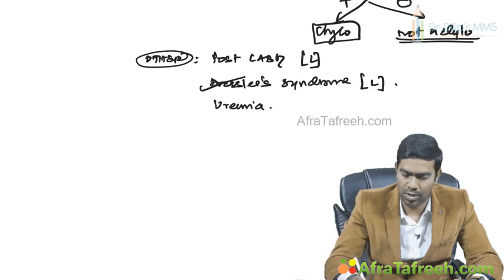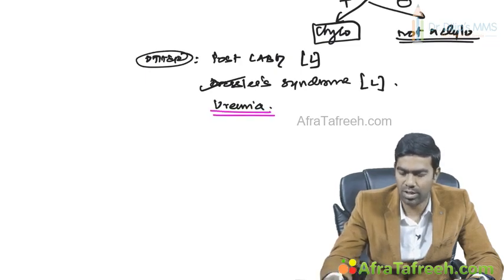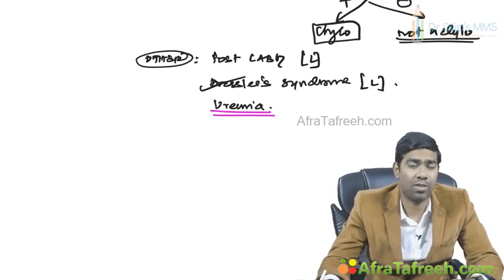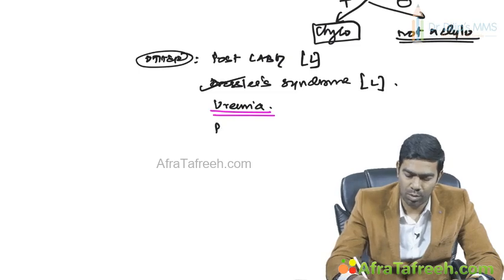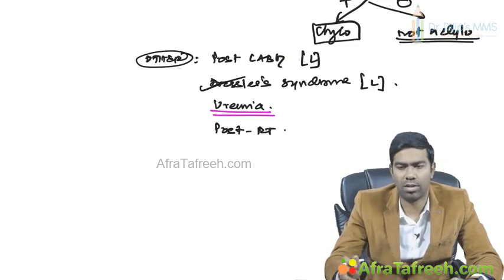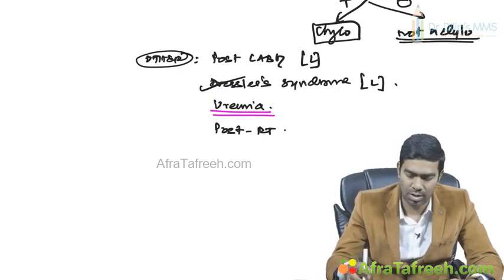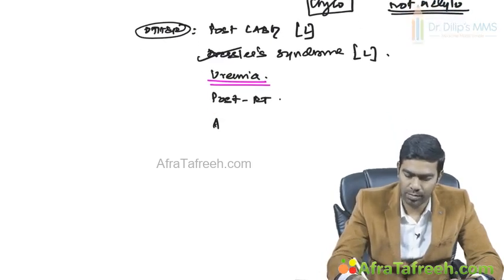And you can get it in uremia. Please understand that uremic effusions generally tend to be exudative only. Only nephrotic syndrome related effusions tend to be transudative. Then post-radiation therapy, especially for the breast or some other tumor in the chest, you might get an effusion, which generally tends to be an exudate.